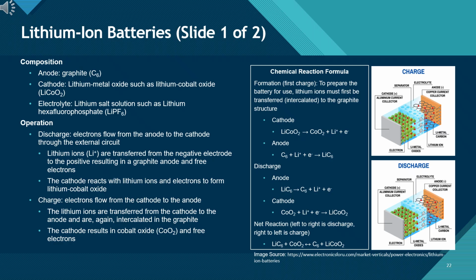During charging, everything reverses. The external power source pushes electrons back to the anode, and lithium ions move from the cathode and intercalate into the graphite layers. The diagrams on this slide illustrate both directions of ion and electron flow, and the chemical equations summarize these reactions.